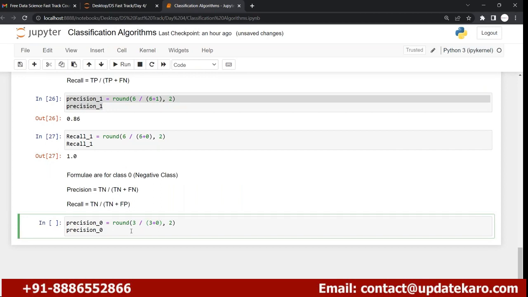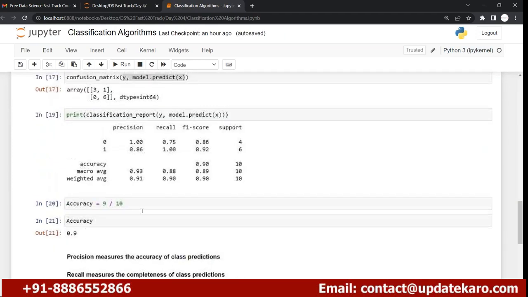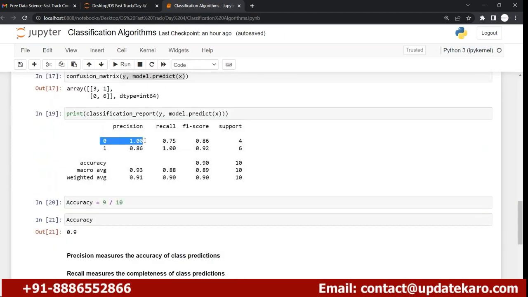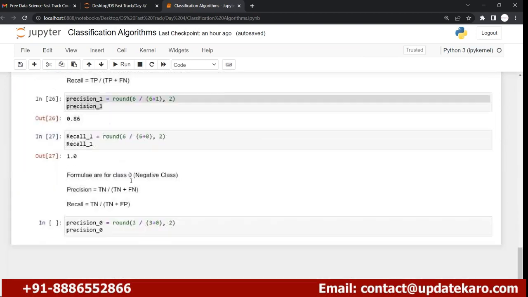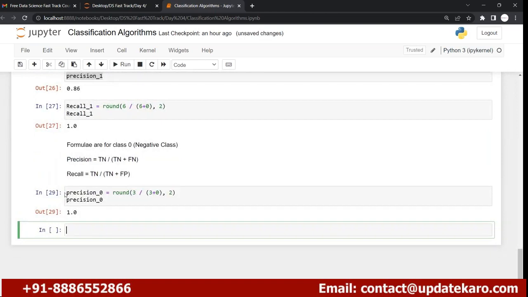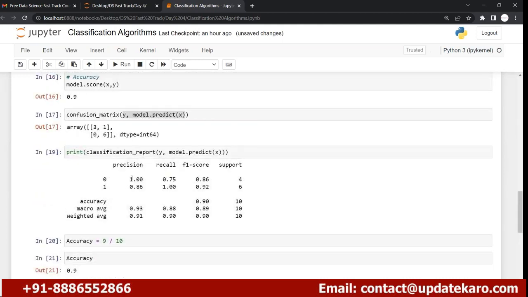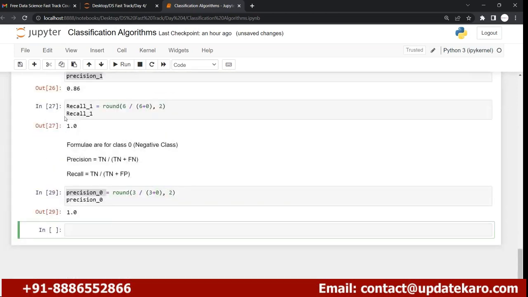So you will find that the precision value for class 0 will be 1. Let's go and run. See, the precision value for your class 0 is going to be 1, and that is correct. This is the precision value for your class 0. Okay, what about the recall value for class 0?